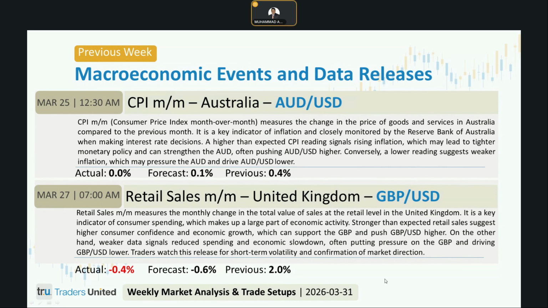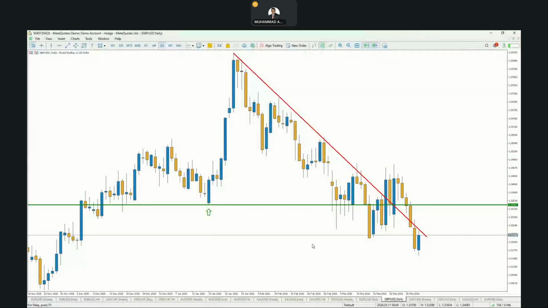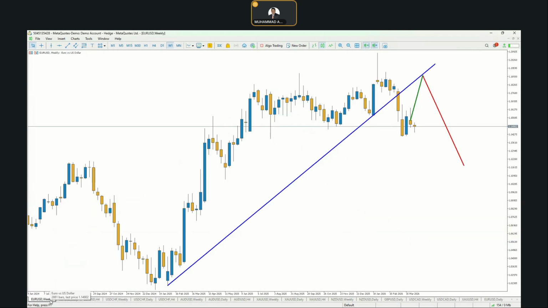consumer spending. Now, let us take a look at previous week global market trends. I'm going to talk about the Euro USD and US dollar Swiss franc currency pairs. So let me go over to a price chart. The first one is the Euro USD. Euro USD currency pair is trying to move sideways, and the way I see it, it looks quite possible that the market might drop first and then wait for a bullish pullback, and then it's probably going to resume the downtrend.